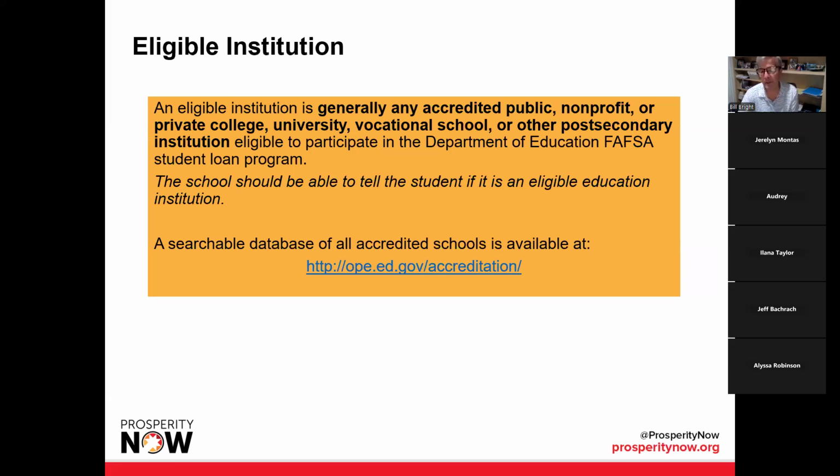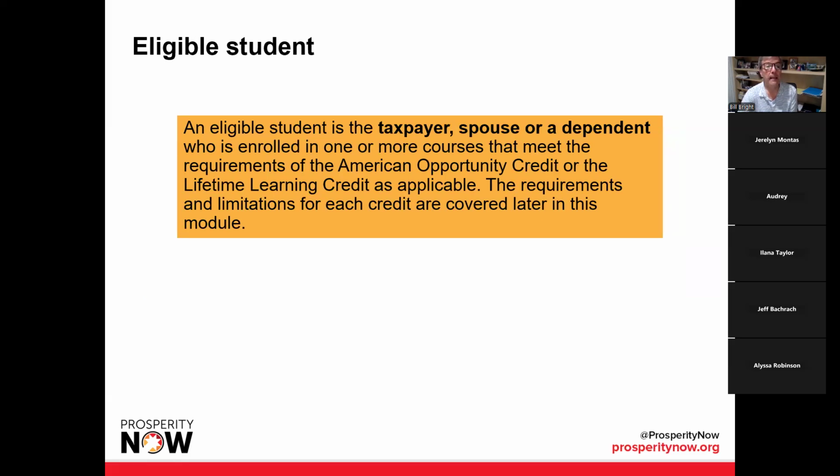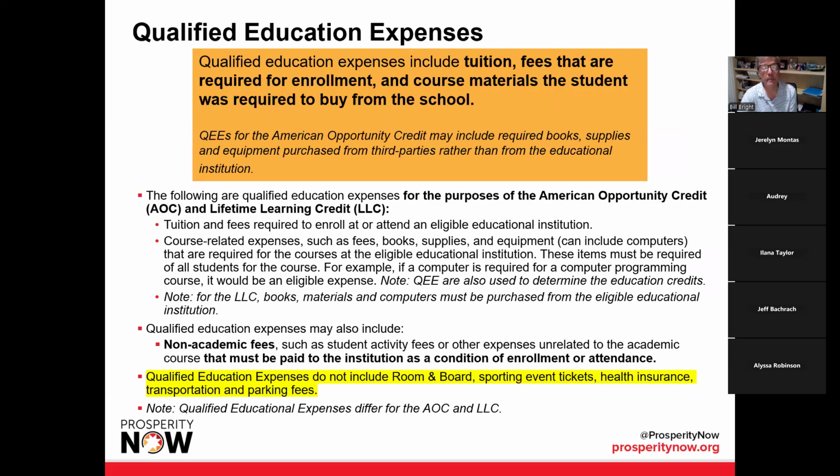It's pretty straightforward. If you get a 1098, generally they're an eligible institution. The student is the taxpayer, spouse, or dependent who's enrolled in one or more courses that meet the requirements of the AOC or the LLC. And again, we'll get into some of the other details of that.